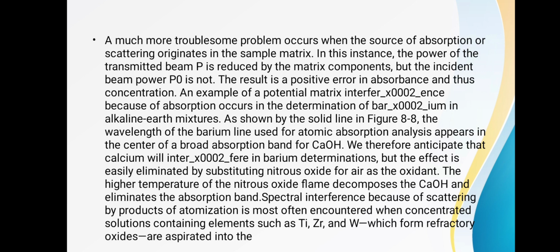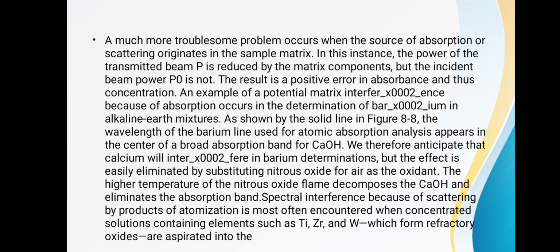A much more troublesome problem occurs when the source of absorption or scattering originates in the sample matrix. In this instance, the power of the transmitted beam P is reduced by the matrix components, but the incident beam power P0 is not. The result is a positive error in absorbance and thus concentration.